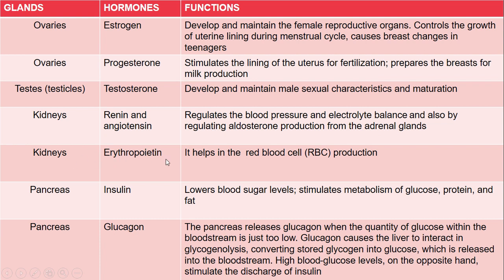The kidneys also produce erythropoietin. It helps in RBC, red blood cell production. Erythro means RBC, red blood cell production, okay.